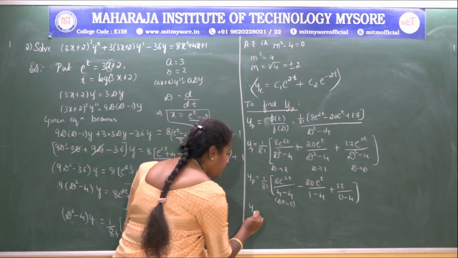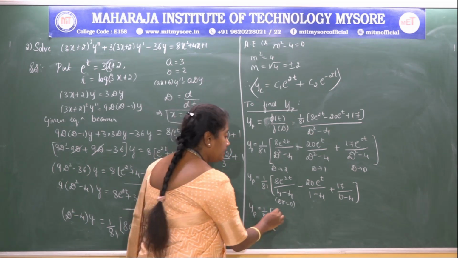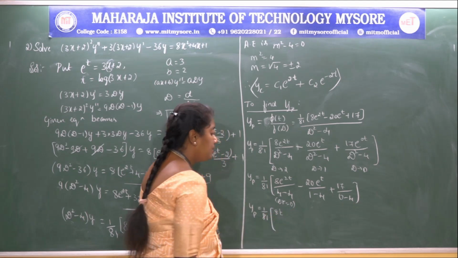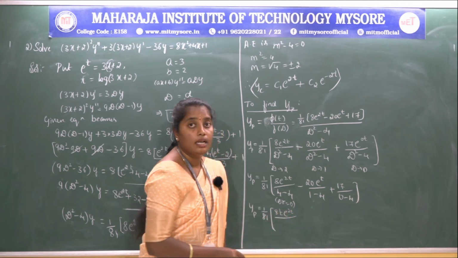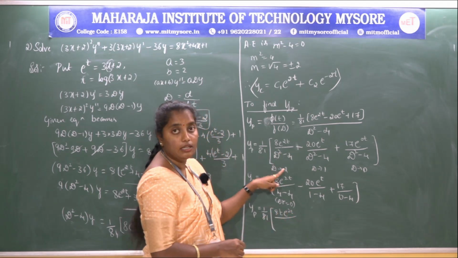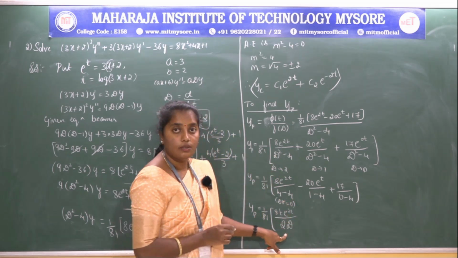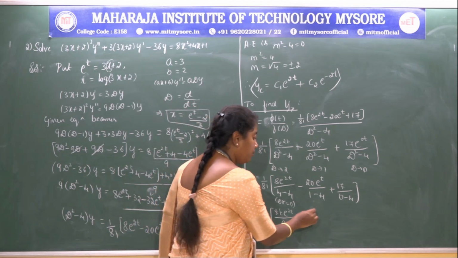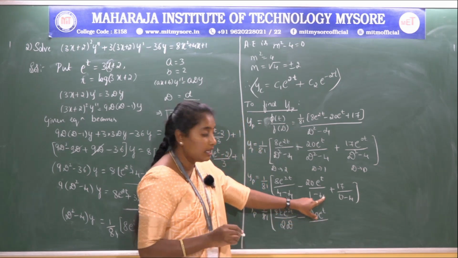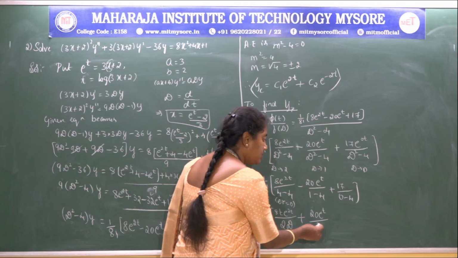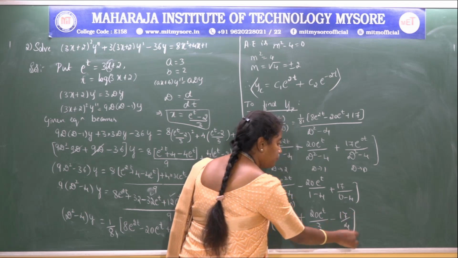Then yp is equal to 1 by 81. If we get the denominator as a 0 term, then we have to multiply the independent variable to the numerator, that is t into e power of 2t divided by, we have to differentiate the denominator. Differentiation of D square is 2D, minus 20 e power of t divided by 1 minus 4 is equal to minus 3, minus of minus plus 3, 0 minus 4 is minus 17 divided by 4.